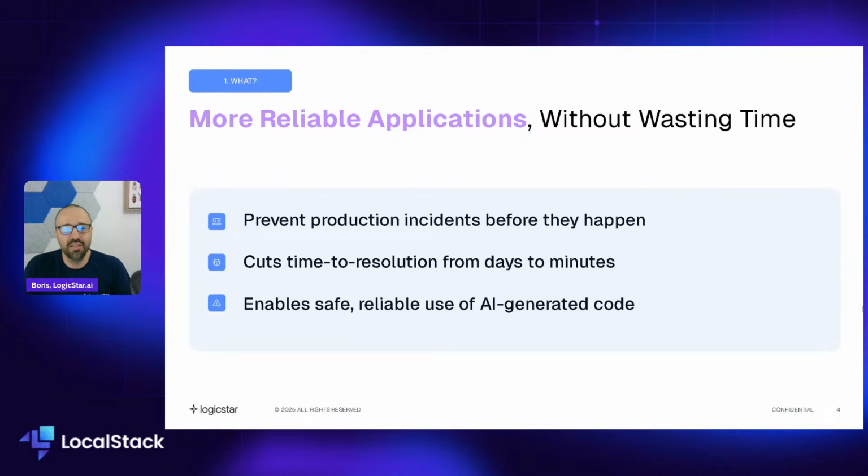When a problem occurs, rather than waiting in queues and spending time to figure out who's going to fix it, how to reproduce it, how to fix it, test and deploy, we want to be able to do that extremely fast when those incidents actually happen. And finally, it enables safe and reliable use and adoption of AI-generated code. We're going to see some data on how that's a challenge today.